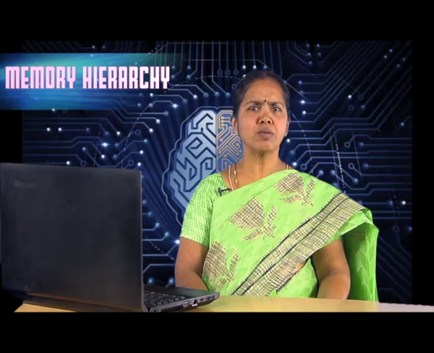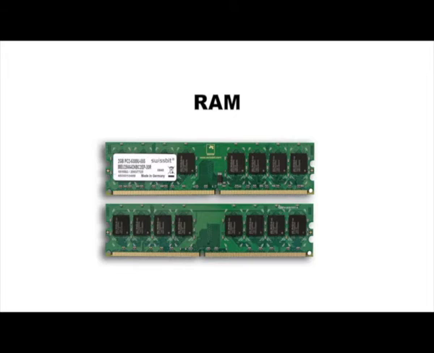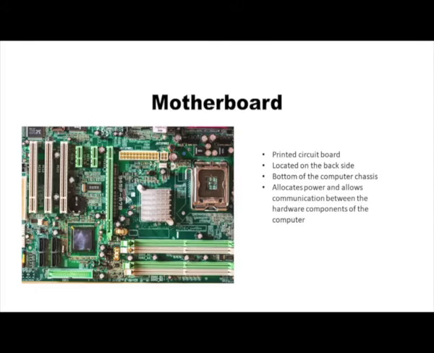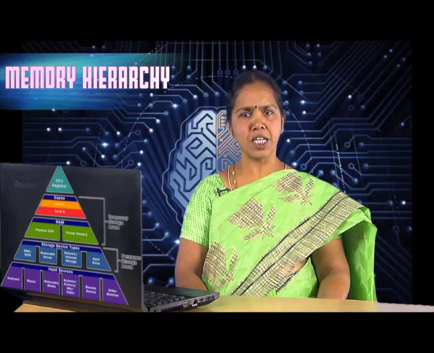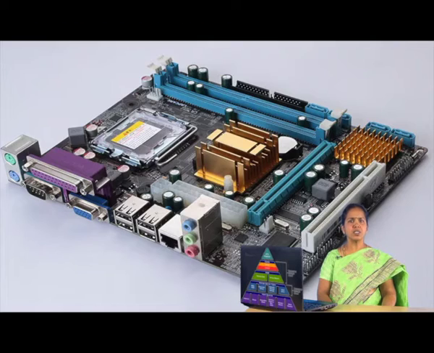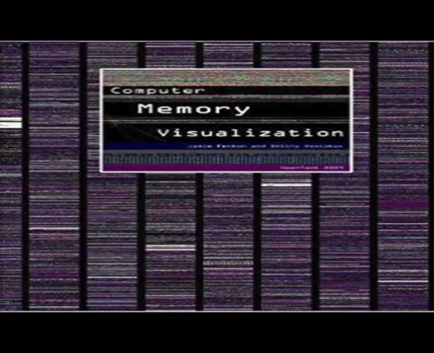How does a computer memory look? Now you can see a typical RAM on the screen. This memory module can be integrated into the computer motherboard. Do you know what a motherboard is? Let me recall what it is. The motherboard is a printed circuit board located on the back side or at the bottom of the computer chassis. It allocates power and allows communication between the hardware components of the computer. For our understanding, we can visualize memory as shown just now.